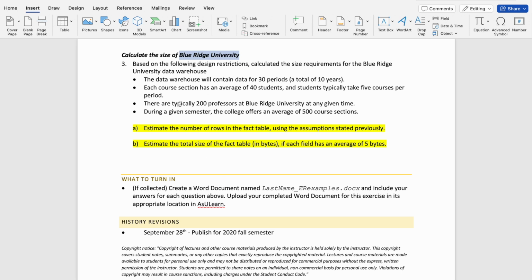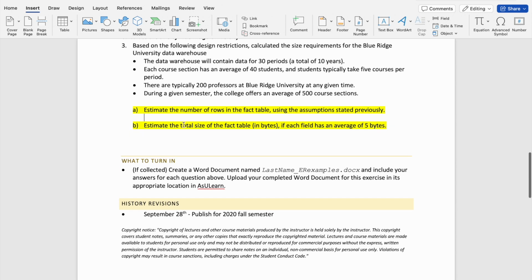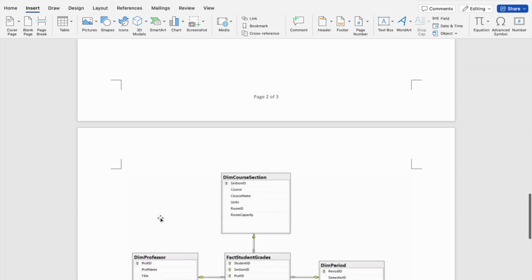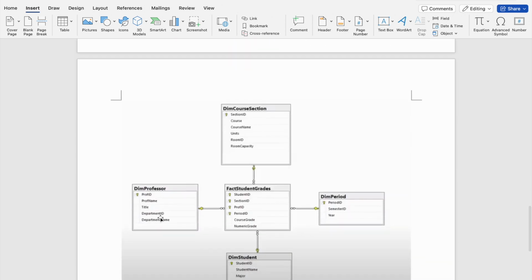The first one is trying to calculate the score for different students and for different professors. And they require us to calculate the number of rows in the fact tables, and also estimate the total size of the fact table. The first one means calculating how many records we have in the fact table, right? So let's take a look at what the database diagram looks like.